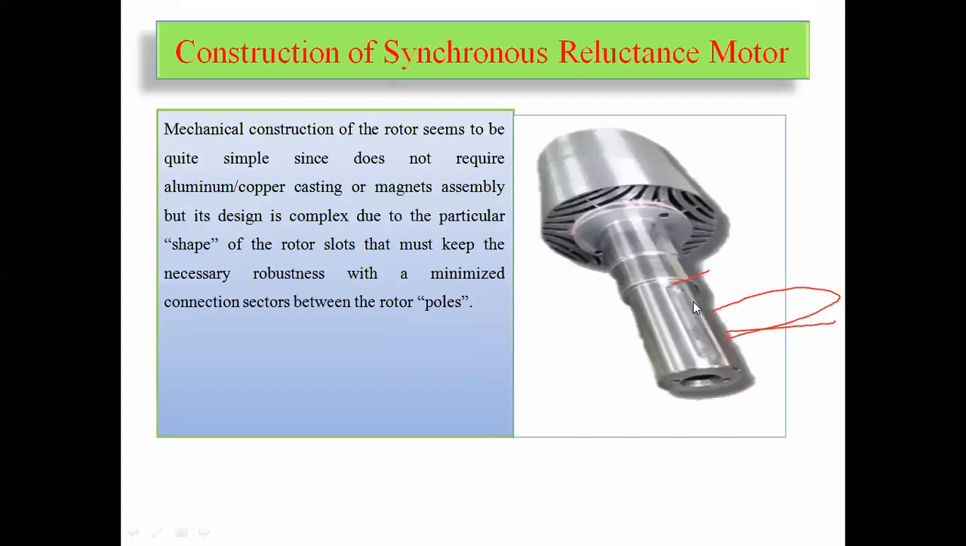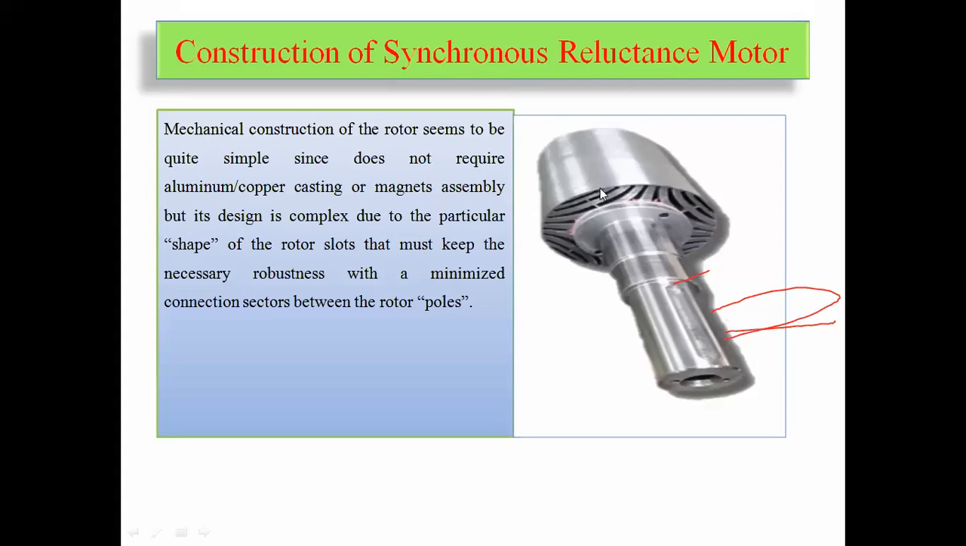Okay, now the mechanical construction of the rotor seems to be quite simple since it does not require aluminum or copper casting or magnet assembly. What does that mean? As we know, an induction motor has a rotor which we normally call a slip ring induction motor or squirrel cage induction motor. So it generally has copper bars or aluminum bars, or simply we call it windings.